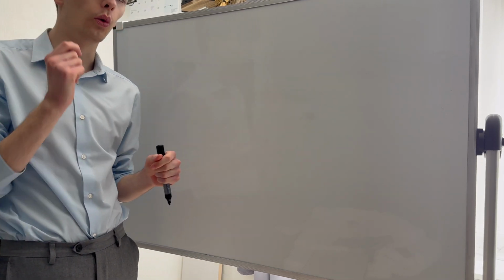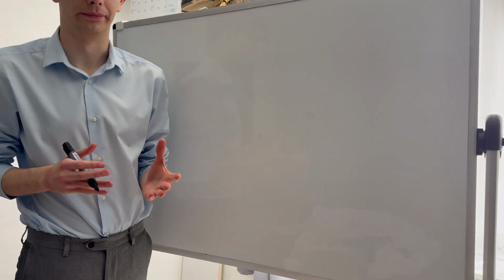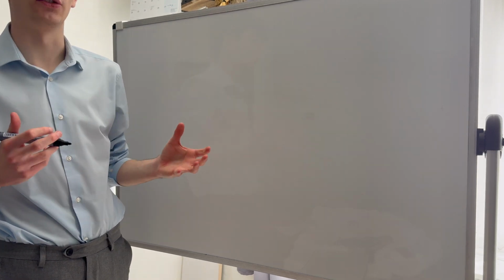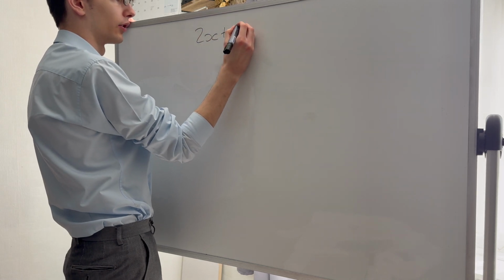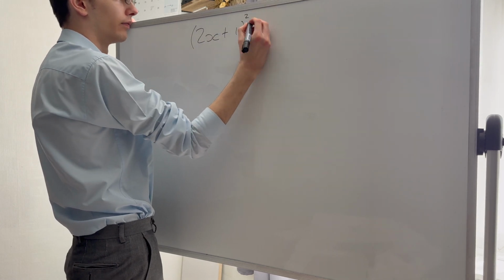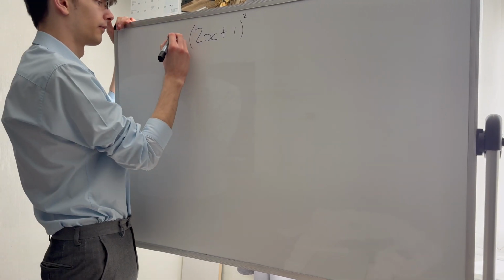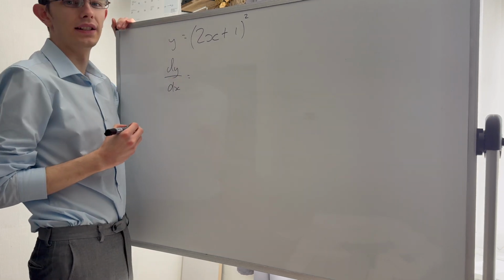Now, I don't like calling it the reverse chain rule because, in my opinion, it isn't one. It kind of is, but it isn't. So, if you remember the chain rule, and I'm going to use an example here, I'm going to say (2x + 1)^2. That's my y. If I wanted to differentiate this, do you remember what I did?